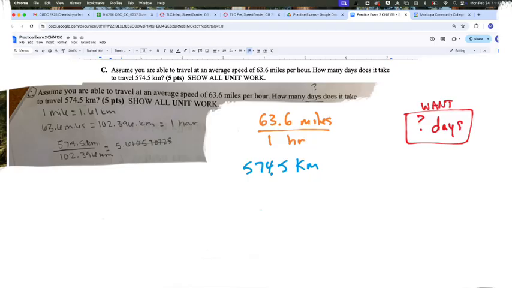You've been trained unconsciously, primarily by unconscious instructors, to use a number first in your calculations. And the number you use first is the very first number that appears. And when we swap the order, guess what number you should use first? The 574.5. If you use 63.6 miles per hour first, you get the wrong answer, rather spectacularly. Okay? And that's because you're following a flawed process.